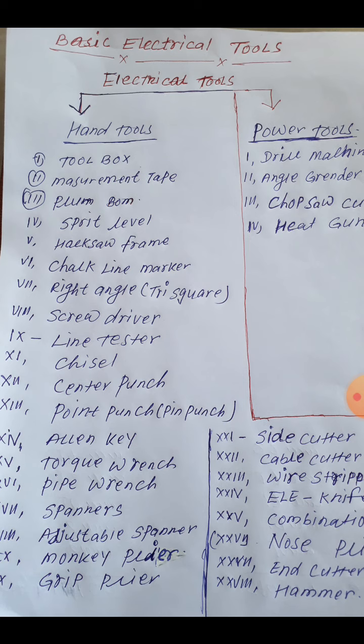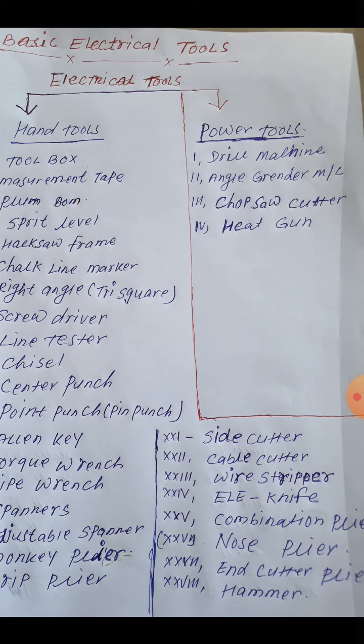Inside the toolbox, the basic tools one electrician needs are: measuring tape, plumb bob, spirit level, hacksaw frame, sucklines marker, right angle, screwdriver, line tester, chisel, center punch, point punch, Allen key, torque wrench, pipe wrench, spanner, adjustable spanner, monkey plier, grip plier, side cutter, cable cutter, wire stripper, electrical knife, combination plier, nose plier, end cutter plier, and hammer.